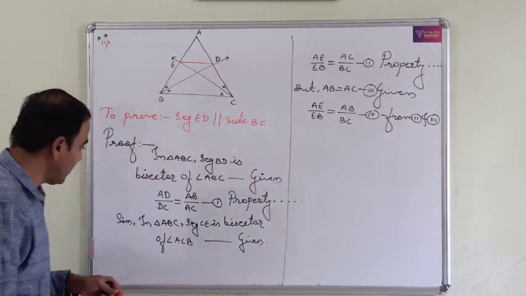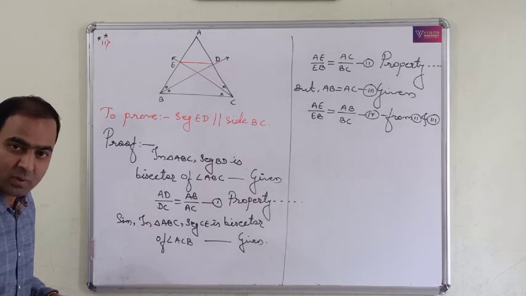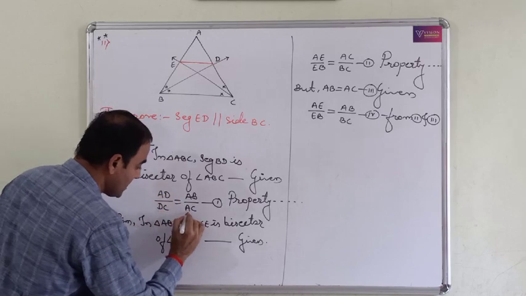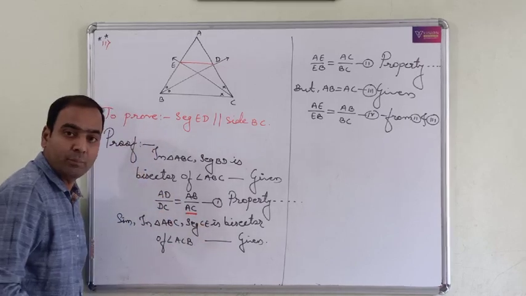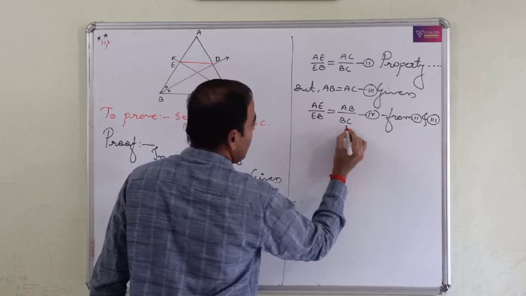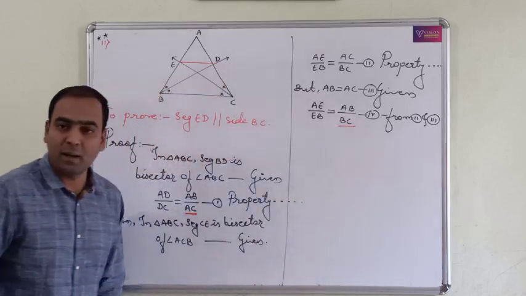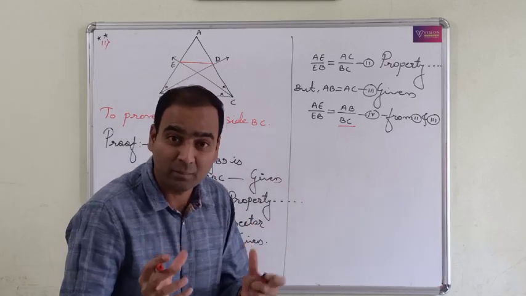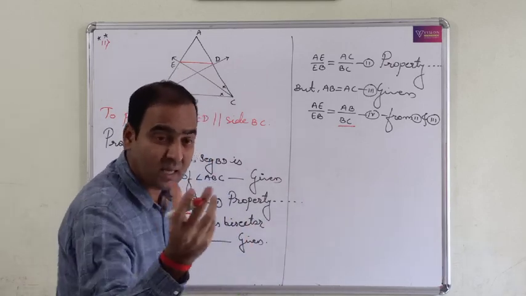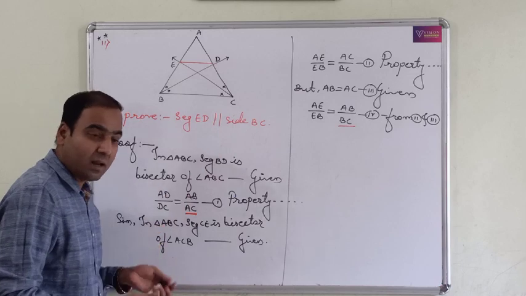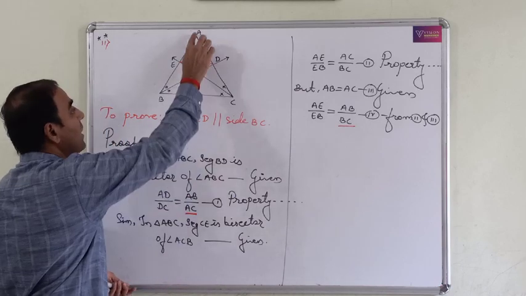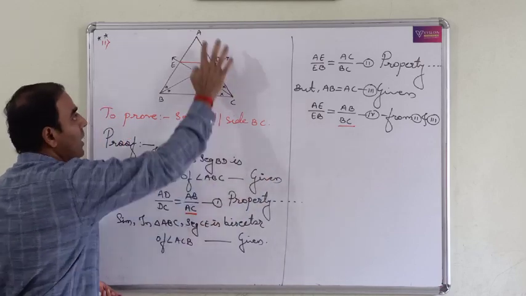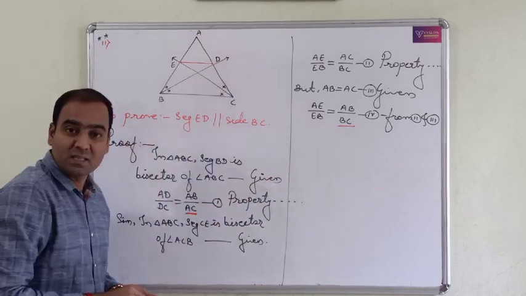So what is the first statement? AD upon DC is equal to AB upon BC. And AE upon EB is equal to AB upon BC. What do we get on the right sides of both? The same. The right sides of both are the same, so the left sides are equal, and we get AE upon EB is equal to AD upon DC.